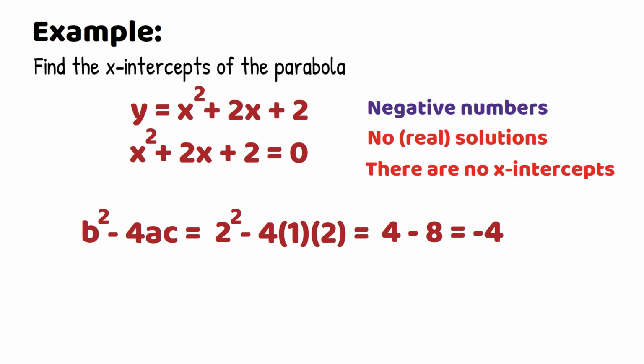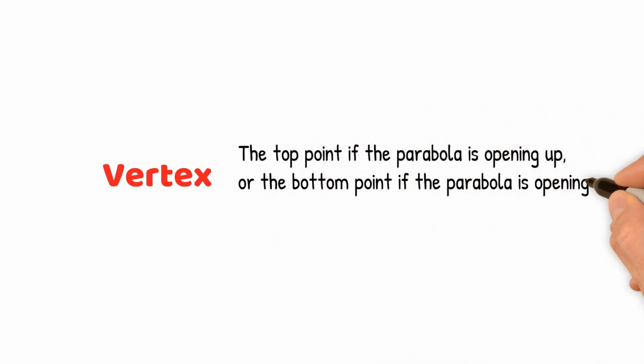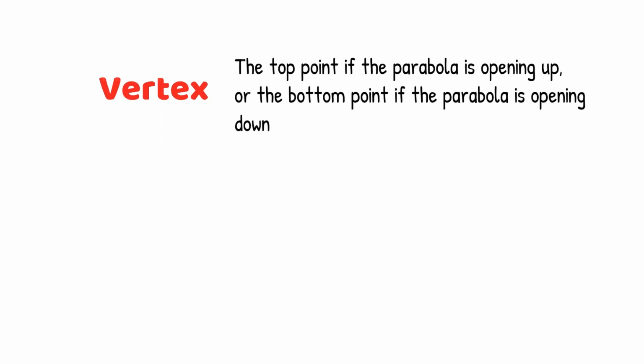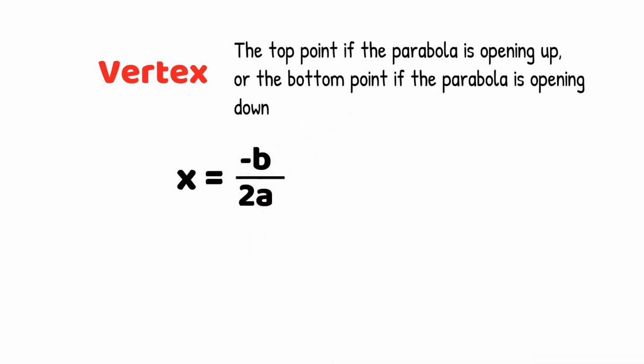Next, let's learn how to find the vertex of a parabola, which is the same thing as the turning point, or the highest point in a parabola that opens downwards, and the lowest point in a parabola that opens upwards. Using a derivation of the quadratic formula, we can deduce, in a way that we don't really have to discuss, that the vertex of a parabola is where x equals negative b over 2a. Recall that b is the coefficient of the x term, and a is the coefficient of the x squared term.